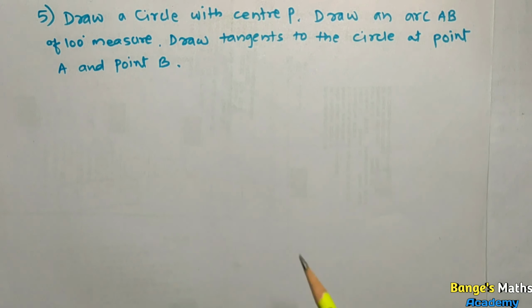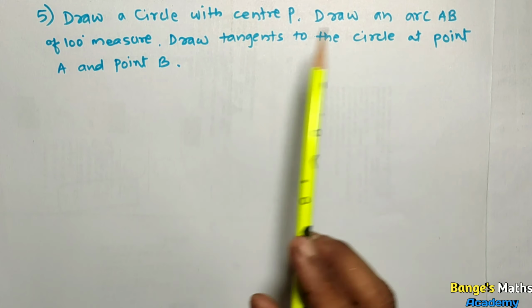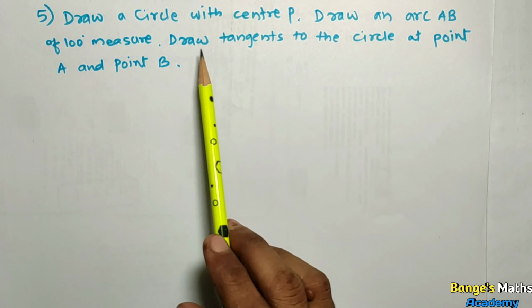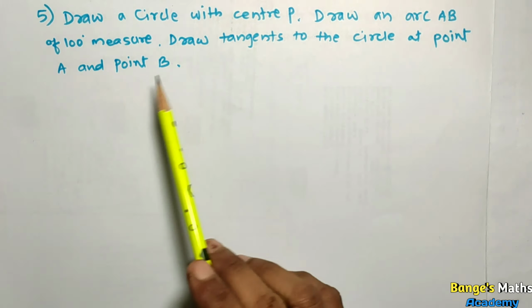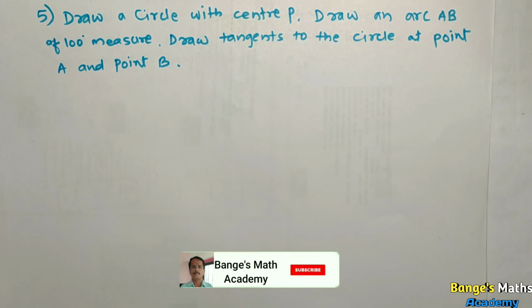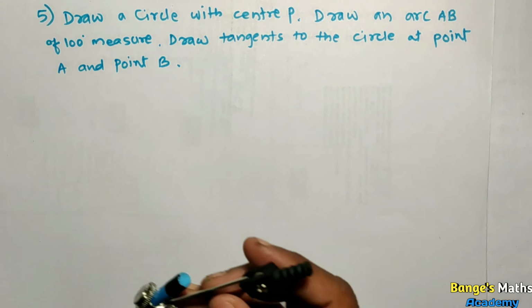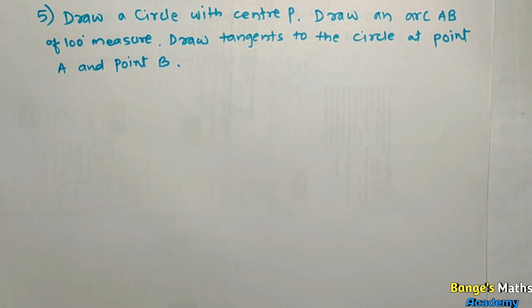Fifth example, draw a circle with center P, draw an arc AB of 100-degree measure, draw tangent to the circle at point A and point B. So here given that measure of an arc is 100-degree. So draw a rough figure for this.